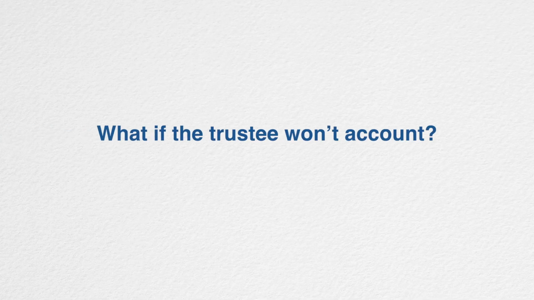What if the trustee won't account? First, to request a formal accounting of your trust in California, you can download a simple form here on our site. Complete the form and submit it to the trustee. The trustee has 60 days to provide a formal accounting. If they don't, or if they fail to fully account within those 60 days, then you may and likely will need to file a petition to compel accounting, which seeks an order from the court requiring the trustee to account.